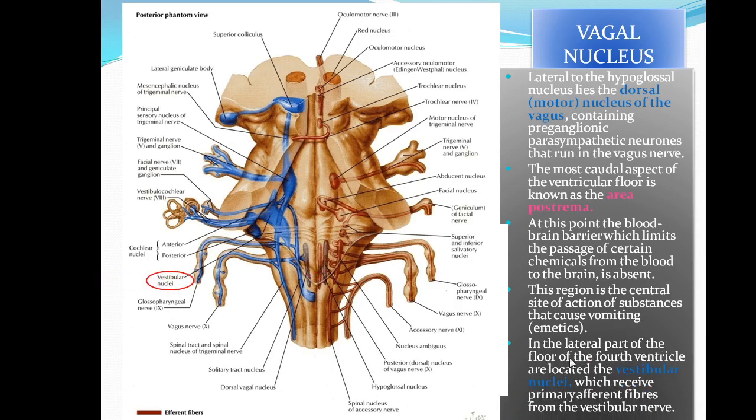In the lateral part of the floor of the fourth ventricle are located the vestibular nuclei, which receive primary afferent fibers from the vestibular nerve. Here you can see the vestibular nuclei present in the floor of the fourth ventricle.